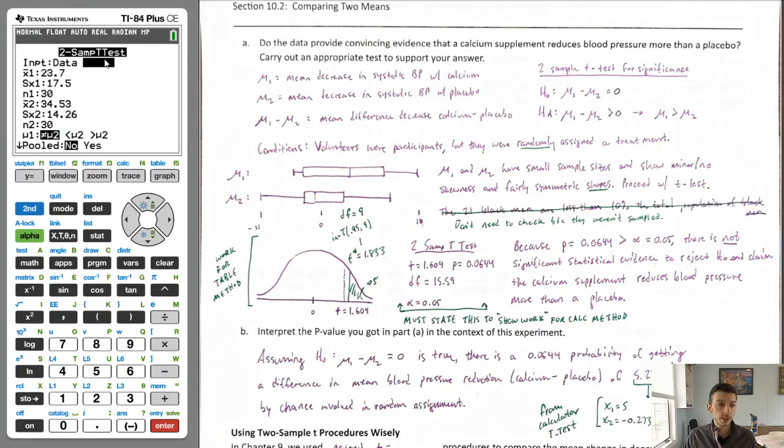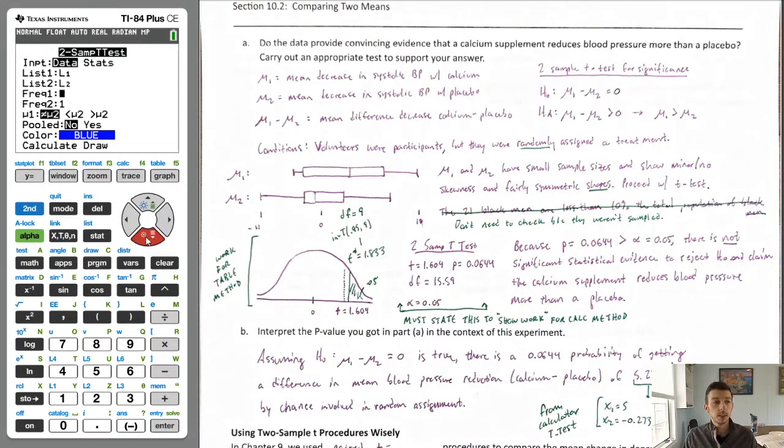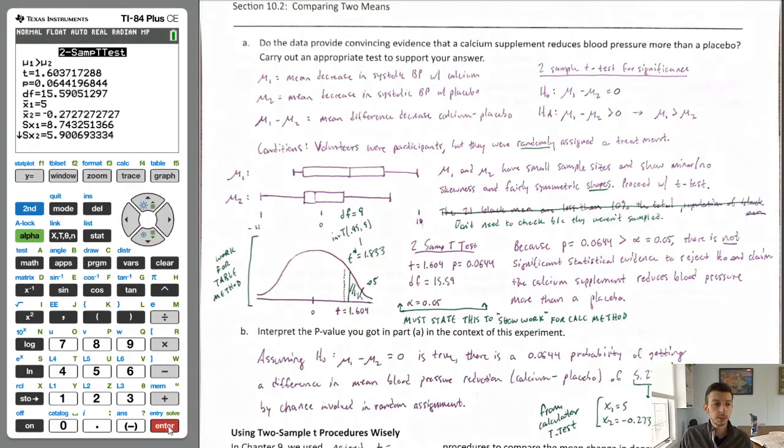I'm not going to go to the stats function like I did here last time. I'm going to go over to data, and I'm going to do list 1, list 2. The frequency here, just leave as 1. It just means that every item in the list happens one time. Now for your setup here, just make sure that you look back to your original hypothesis test. You said that you wanted to know if mu1 was larger than mu2, so that's what I'm going to set here. Again, we're going to hit no for pooled, don't worry about that, and we are going to calculate it.